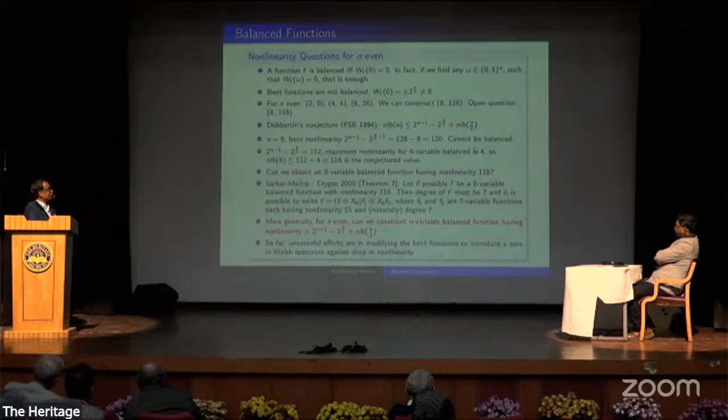So in general, this is the conjecture: for n even, can we construct an n variable balanced function having nonlinearity greater than 2 to the power n minus 1 minus 2 to the power n by 2 plus the nonlinearity of a balanced function on n by 2 variables? By modifying bent functions in several ways, we couldn't do it. Still we are working, and let's see. So this is another problem where we can collaborate. And these problems are known in the open. You can try on your own also.